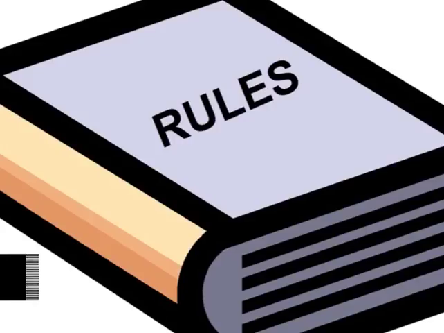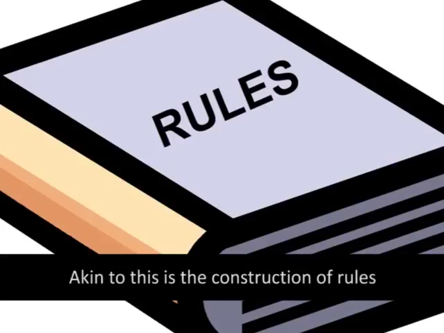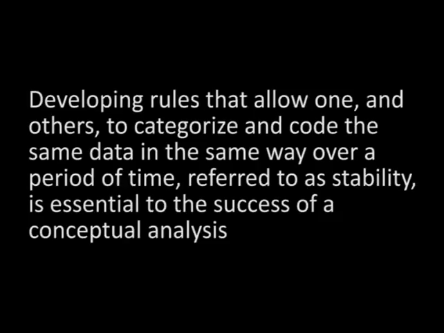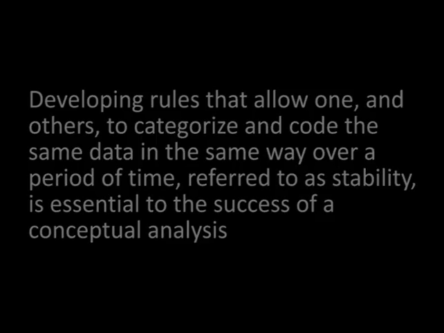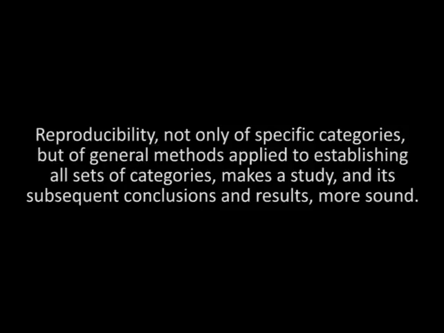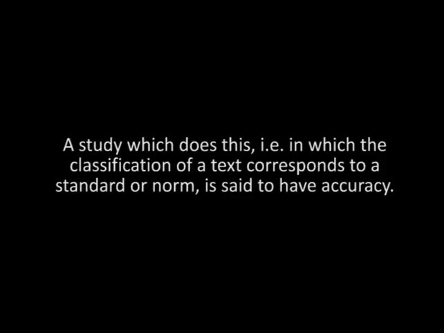It is imperative that one defines categories that accurately measure the idea and/or items one is seeking to measure. Akin to this is the construction of rules. Developing rules that allow one and others to categorize and code the same data in the same way over a period of time, referred to as stability, is essential to the success of a conceptual analysis. Reproducibility not only of specific categories but of general methods applied to establishing all sets of categories makes a study and its subsequent conclusions and results more sound. A study which does this, that is, in which the classification of a text corresponds to a standard or norm, is said to have accuracy.